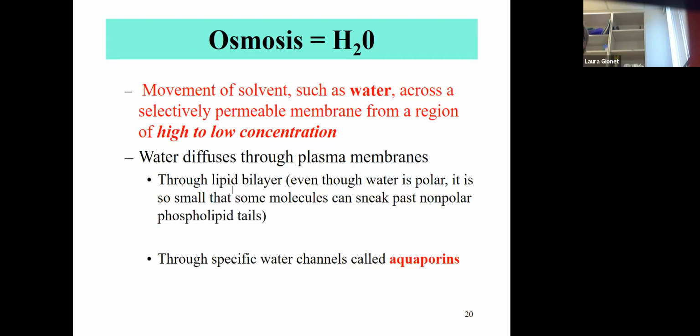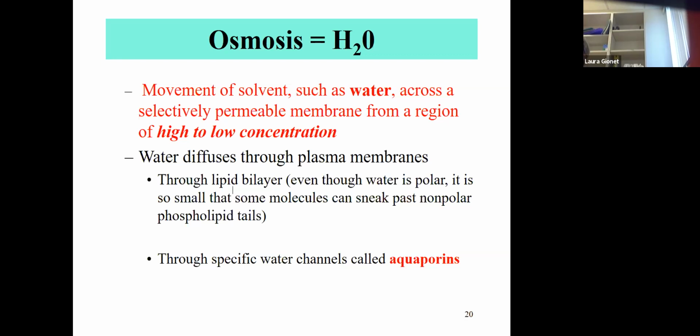Okay, osmosis, H2O, that's how you're going to keep that straight, because osmosis is generally, for all intents and purposes, referring to the movement of water across a semi-permeable membrane. So the movement of solvents, such as water, across a selectively permeable membrane from a region of high concentration to low concentration. All right, so water is going to do the same thing.